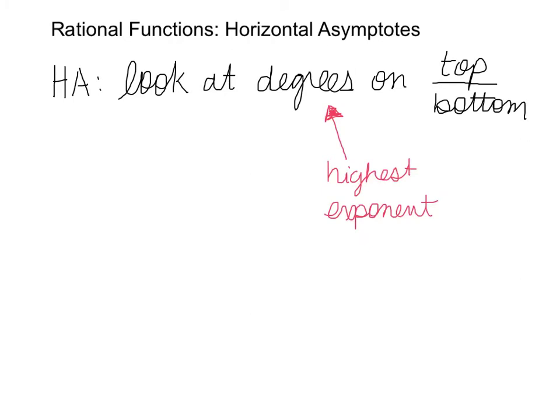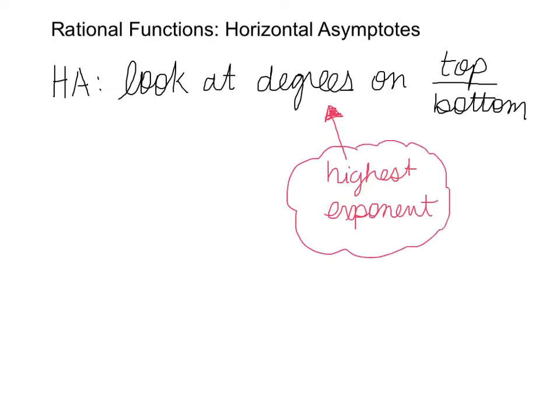Hello students, today we're going to talk about rational functions and how to find the horizontal asymptotes. To do this, we're going to look at the degrees on the top and the bottom. Now remember that a degree is the highest exponent.